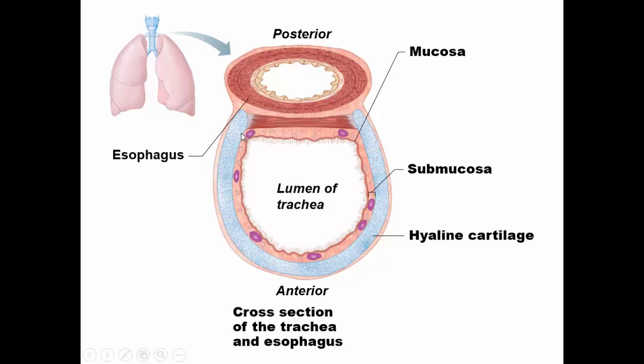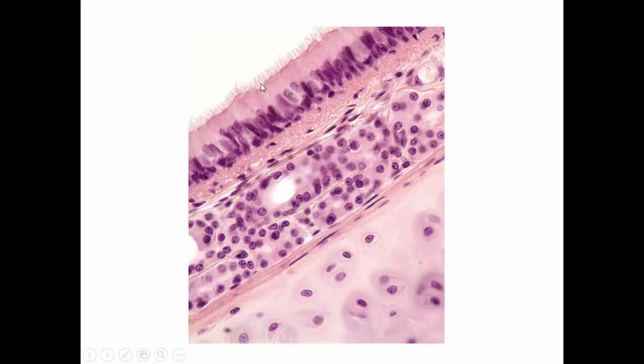Here you see the C-shaped cartilage. This is the esophagus behind it, so there's a muscle here that helps prevent the esophagus from pushing the trachea closed. And here are the little cilia that line the trachea. This is exactly what they look like. Here's that pseudostratified columnar epithelium, and there are the cilia on it.